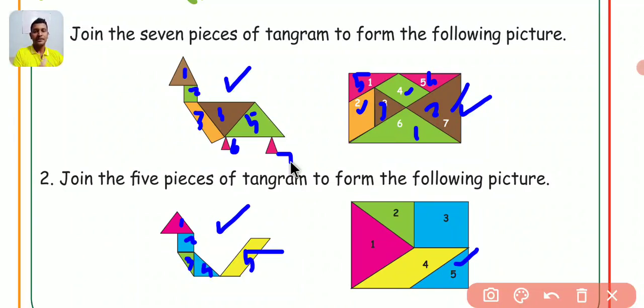Tangram is nothing but a square divided into 7 or 5 pieces. In the 7 pieces tangram we have one parallelogram, one square, and 5 triangles. In the 5 pieces tangram, one square, one parallelogram, and 3 triangles. 1, 2, 3 triangles. I hope you understand. That's all, students.